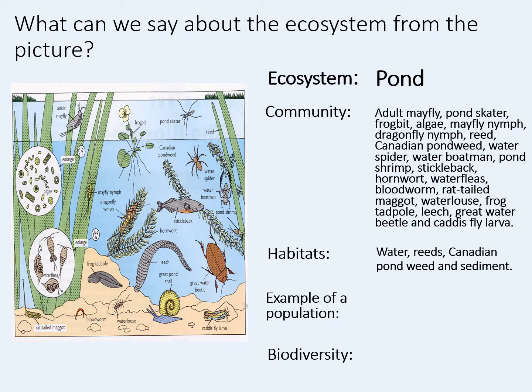An example of the population, so this would be the number of one species. So for example, that would be the number of pond skaters or the number of mayfly nymphs and so forth. And the biodiversity is a variety of different species. So in this case, in this pond, there would be more than 21 different species.